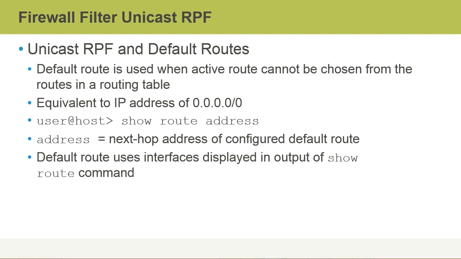You can actually view the default route with the show route address command, and the address is going to be the next hop address of the default route. So where are we sending this information if the destination route has not been found within the active routes? The default route will use whatever interface is displayed in the output of the show route command.